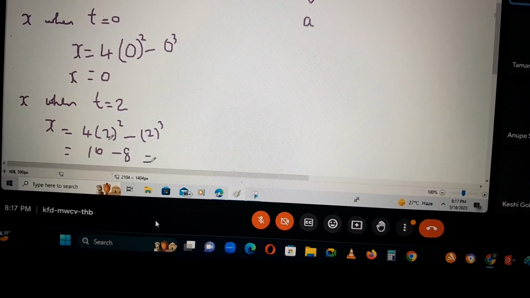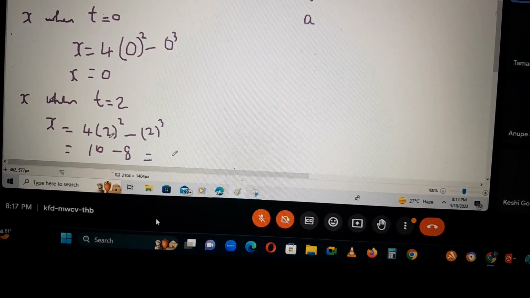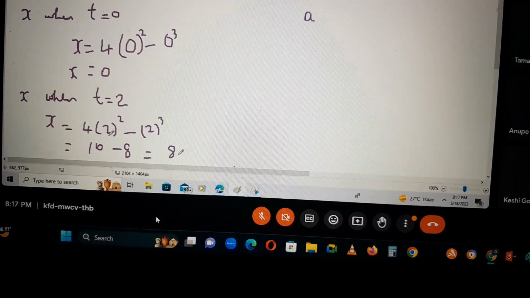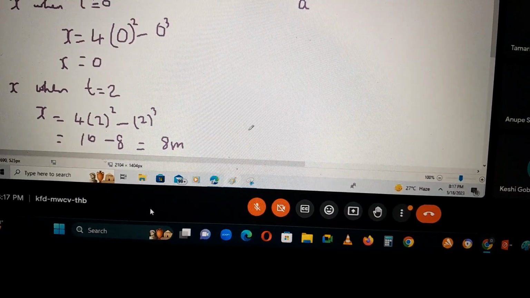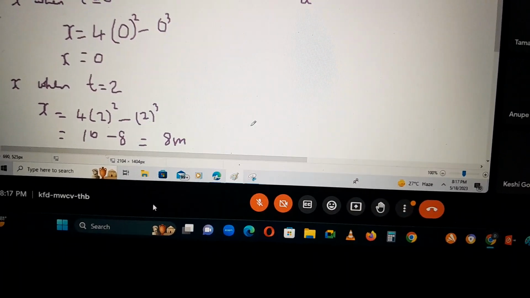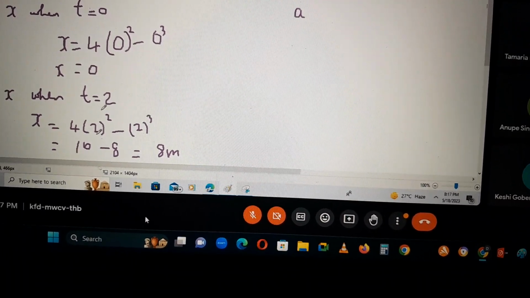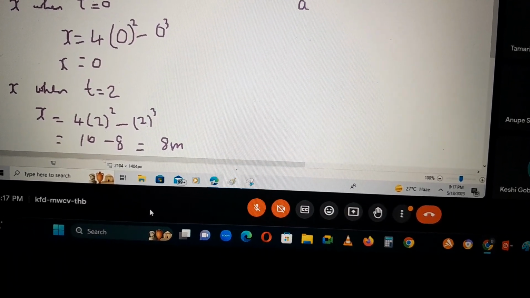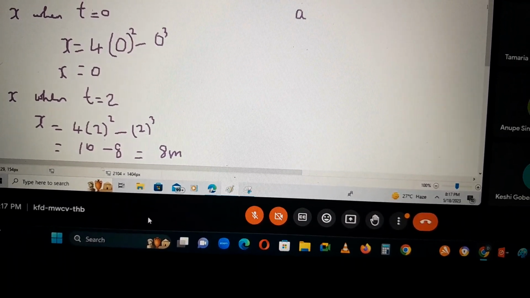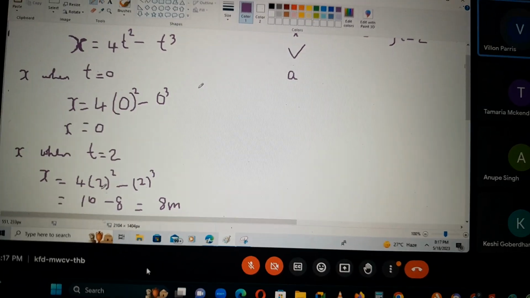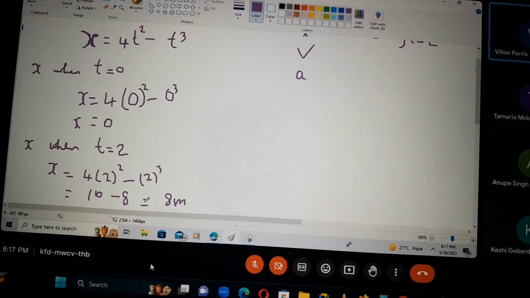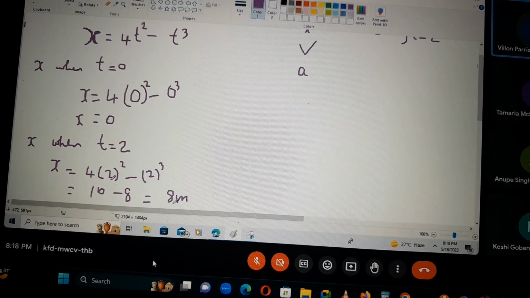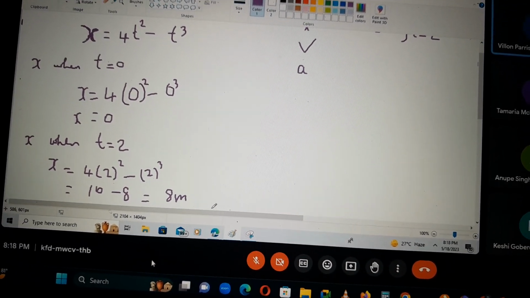So our displacement is what? 8. Good. And it will be 8 meters, right? Because, as I said, the displacement is a distance. So at 2 seconds, whatever this equation is modeling, let's say it's a car moving on a circuit or something, at time equal 2 seconds, the displacement would be 8 meters.